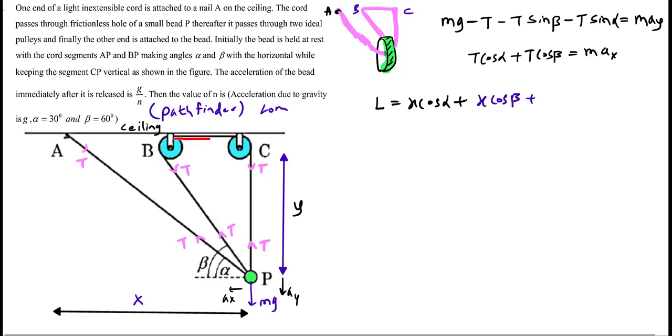This length of the string remains the same, it will not change. So this length will correspond to y. If you want, we'll write this length as L0. That length will remain the same. Then this will be y. As the bead starts moving, what should happen to y? y will increase, x will decrease.